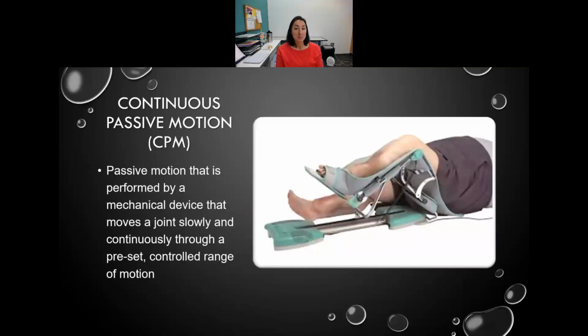Continuous passive motion, CPM. This is a machine that you put somebody's arm or leg in, and it does continuous slow motion for hours at a time. So it's passive motion performed by a mechanical device where they slowly and continuously go through a controlled range. So typically it's used after surgery.